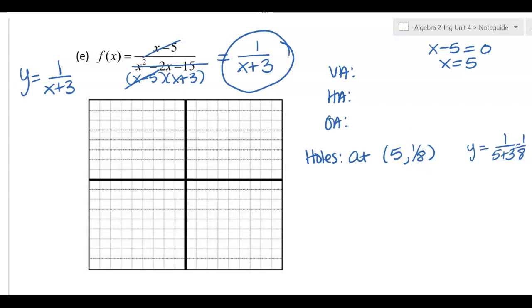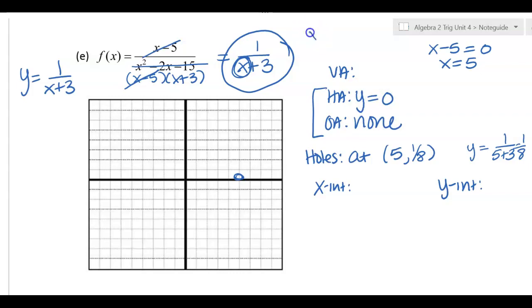That's where my hole is. So 5, 1/8. 1, 2, 3, 4, 5, and just above the axis there. So for the rest of the information here, for my horizontal or oblique asymptote, notice the higher degree is in the denominator. That means no oblique asymptote, and that my horizontal asymptote is automatically at 0.